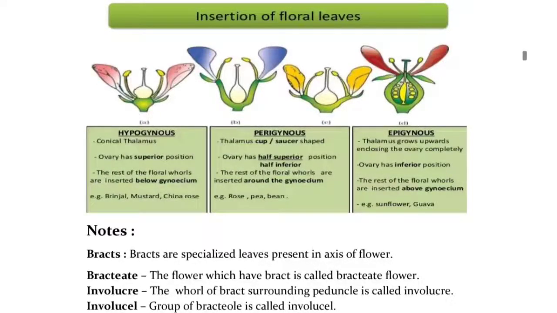Notes. Bracts: bracts are specialized leaves present in the axil of the flower. Bracteate: the flower which has bract is called bracteate flower. Involucre: the whorl of bracts surrounding the peduncle is called involucre. Involucel: the group of bracteoles is called involucel.